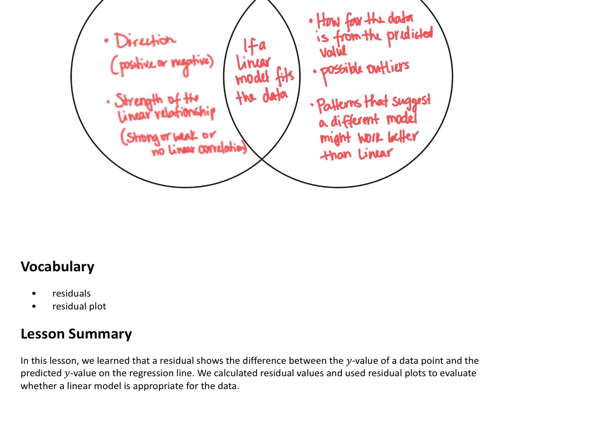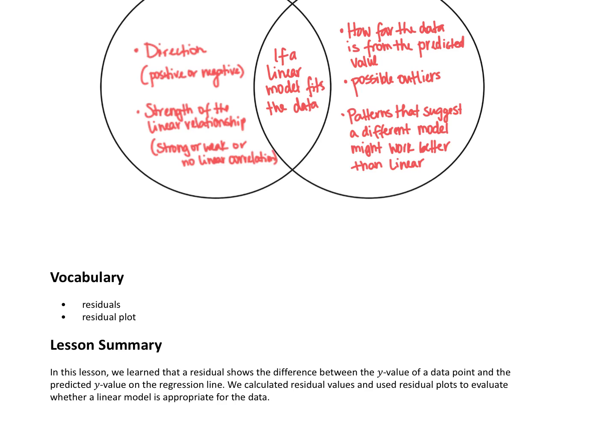In this lesson, we learned that a residual shows the difference between the y value of a data point and the predicted y value on the regression line or line of best fit. We calculated the residual values and used residual plots to evaluate whether a linear model is appropriate for the data.